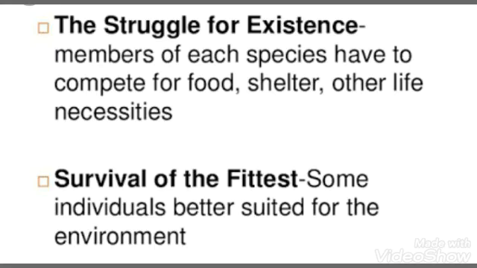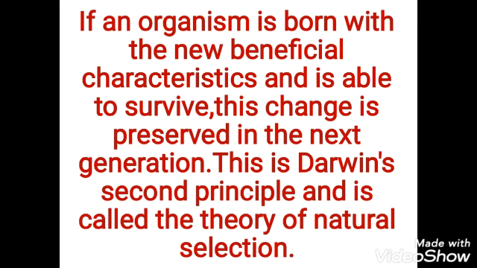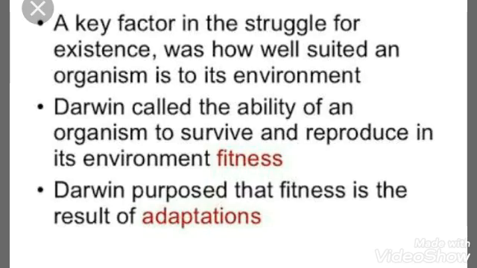For example, giraffes have evolved in such a way that they are able to survive in the surroundings. Hence, they are supposed to be fittest. Members of each species have to compete for food, shelter, and other life necessities. This is called fitness. If an organism is born with a new beneficial characteristic and is able to survive, this change is preserved in the next generation. This is Darwin's second principle and is called the theory of natural selection.